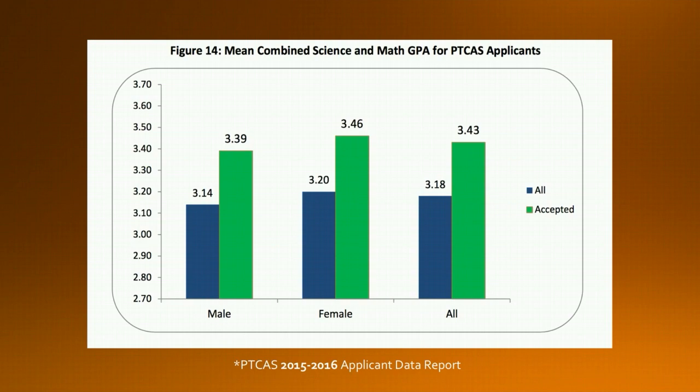Again, from the data report, combined math and science. This dips down a little bit. And that's understandable because math and science classes are harder.